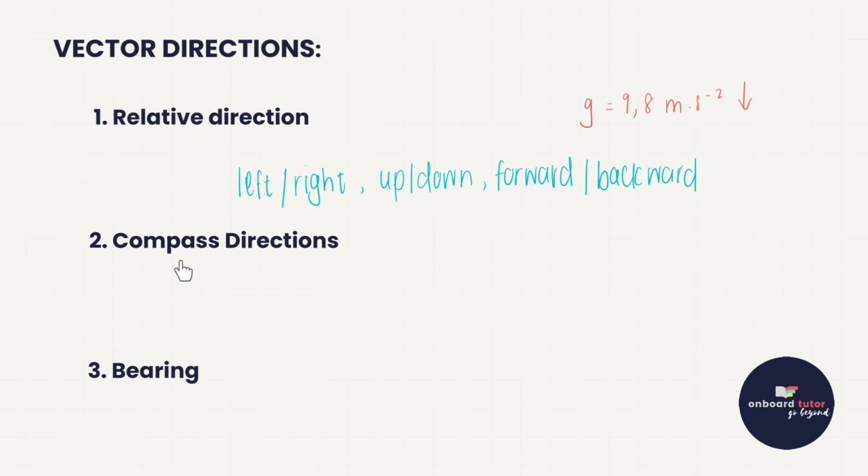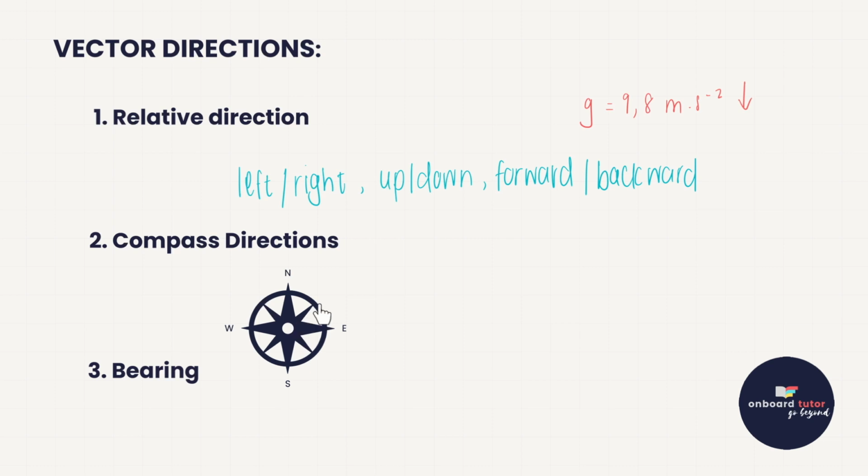Now let's move over to compass directions. We all have an idea of what a compass is, as well as where everything is. So everything as in north, east, south, and west. So we could also use these compass directions to help us express the direction of our vector. So for example, if our direction is pointing upwards, then we could say it's pointing north. Similarly, if downwards, we can say it's south.